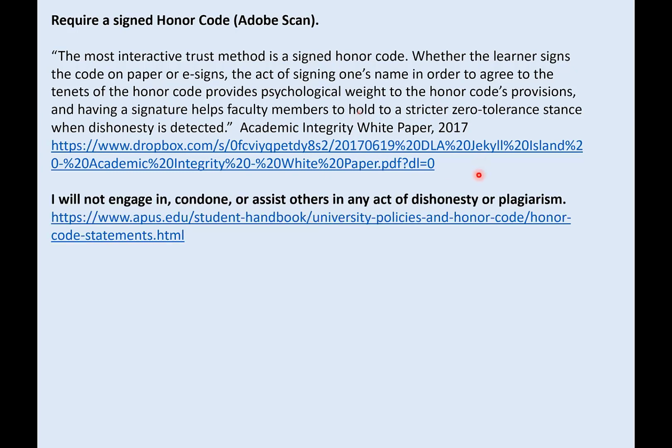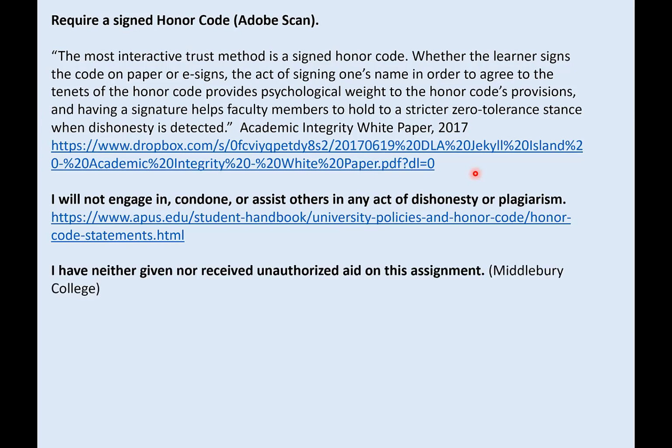Here's an example I got online: I will not engage in, condone, or assist others in any act of dishonesty or plagiarism. This one's good because your students have to learn what condone means and what plagiarism means. And this is the one I used when I went to college: I have neither given nor received unauthorized aid on this assignment. What made me laugh was how well I remembered this. I wrote it so many times, and it actually had psychological weight because I remember it.